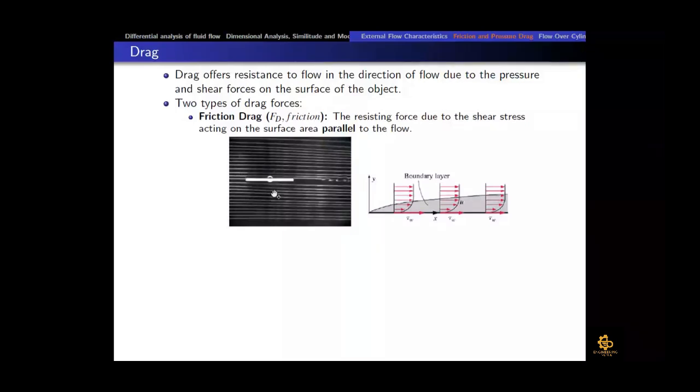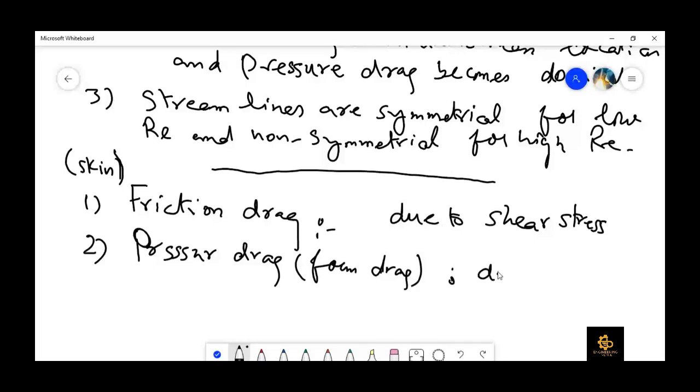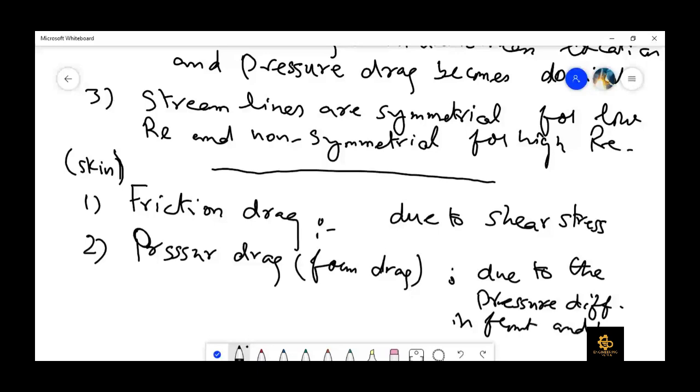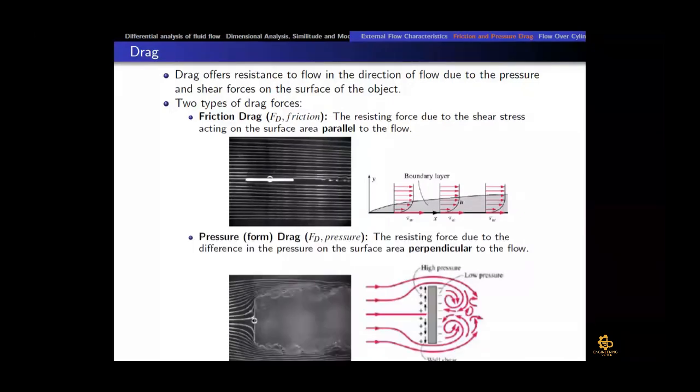And then the second component is the pressure drag component. Pressure drag, and we also call it form drag, because it strongly depends on the shape and geometry of the body, and that is due to the pressure difference in front and back of the object. Right? It usually happens when we have flow over a blunt body or semi-blunt bodies for that matter.